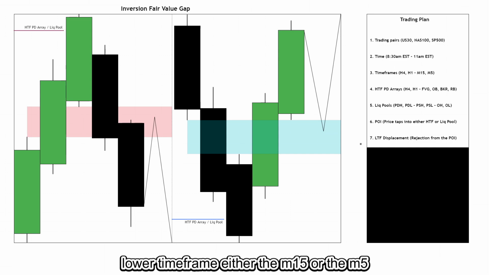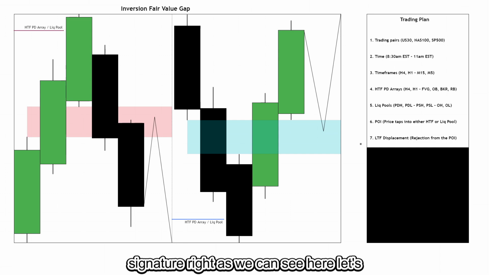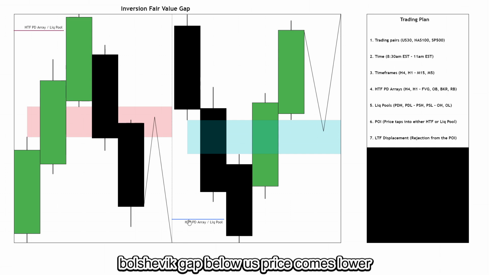We want to go down to a lower time frame, either the M15 or the M5. Then we want to identify a M15 breaker structure to the upside, signaling that price has found support at that bullish fair value gap, where we can see that reversal signature. Right, as we can see here, let's say in this depiction, we have this bullish fair value gap below us.